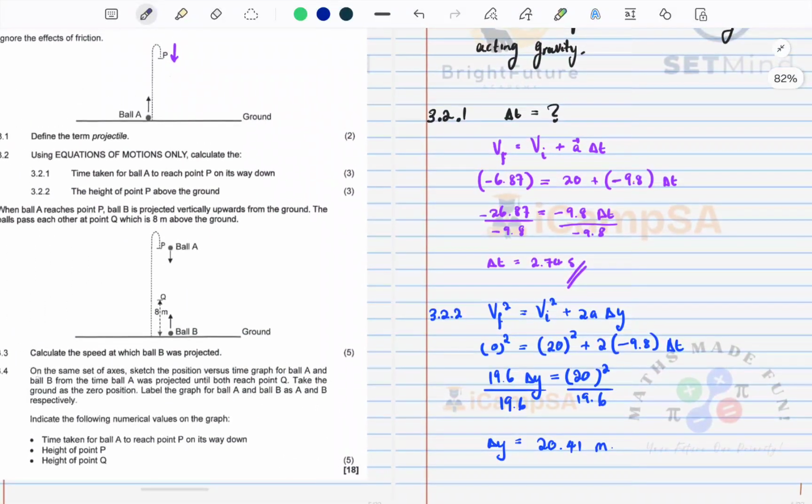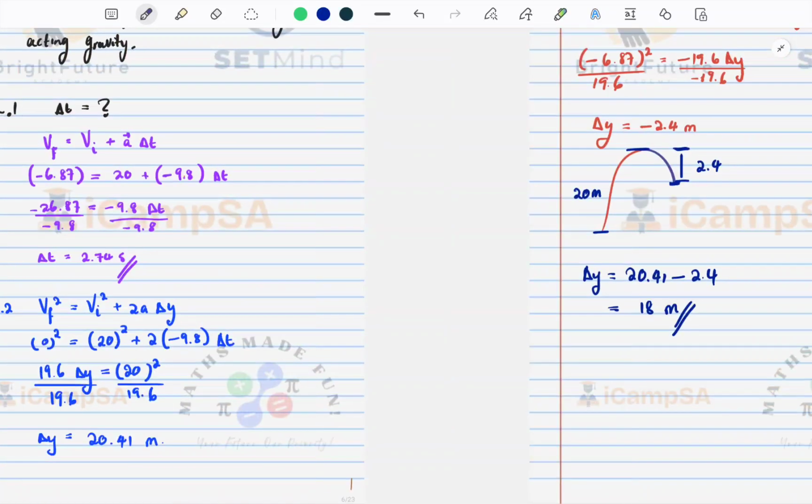The last question, they're saying, on the same set of axes, sketch the position versus time graph for ball A and ball B for the time ball A was projected until it reached point Q, and take the ground as the 0 position. Label the graph for ball A and ball B as A and B respectively. Then they are telling us what to indicate: the time taken for ball A to reach point P, the height of point P, and the height of point Q.